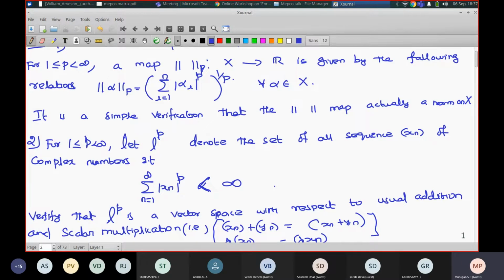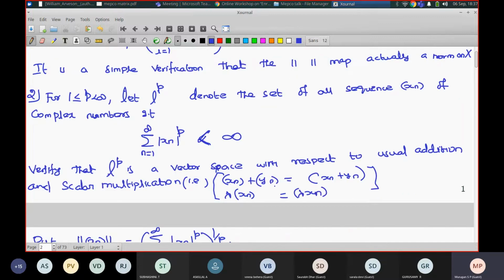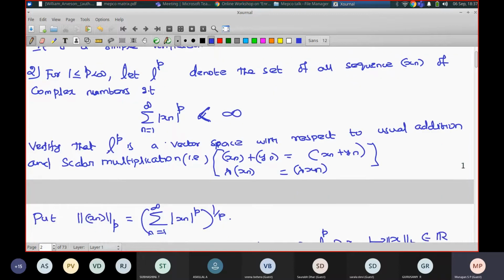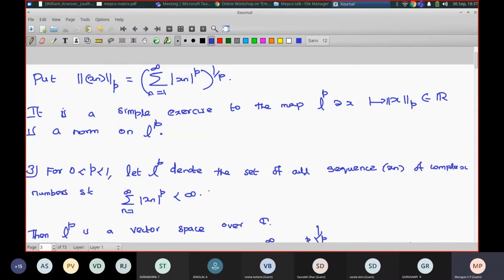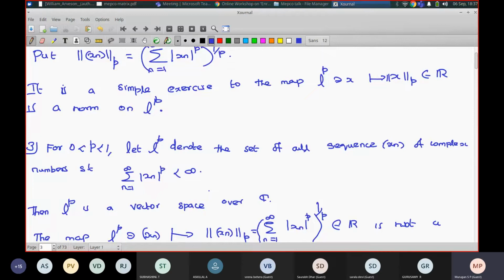If you don't know capital L^p, just skip it for the time being. You can also verify that l^p is a vector space with respect to the usual addition and scalar multiplication; you can see standard textbooks for how to show it is a vector space. And this is also a norm because of the Minkowski inequality. Therefore, l^p with respect to the p-norm is a normed linear space.